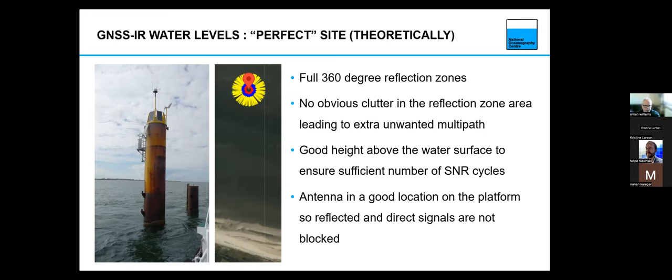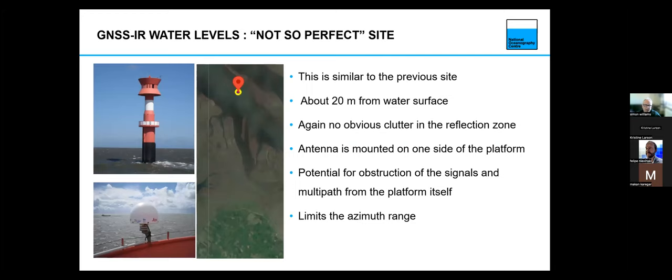So this one here is a really good site. The antenna right at the top has nothing blocking it. You have a great field of view. You've got 360 with no clutter, but you don't really get many of these, and they're naturally very expensive. So you need a not so perfect site, very, very similar.